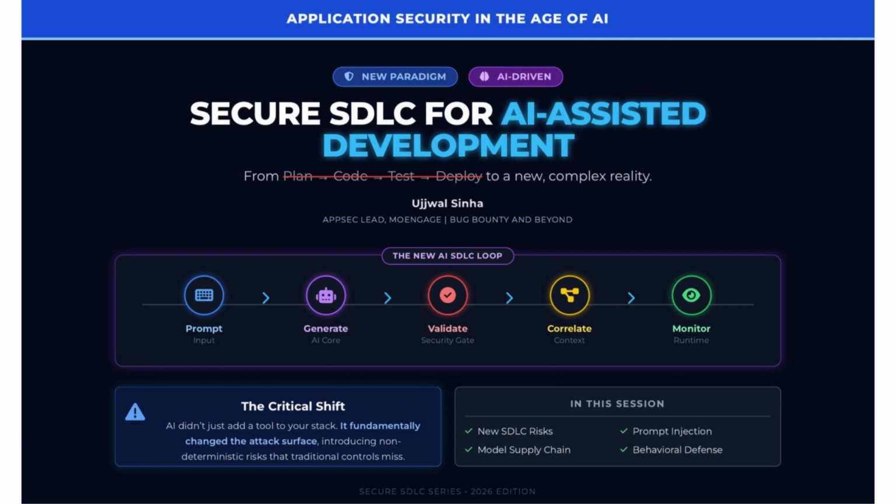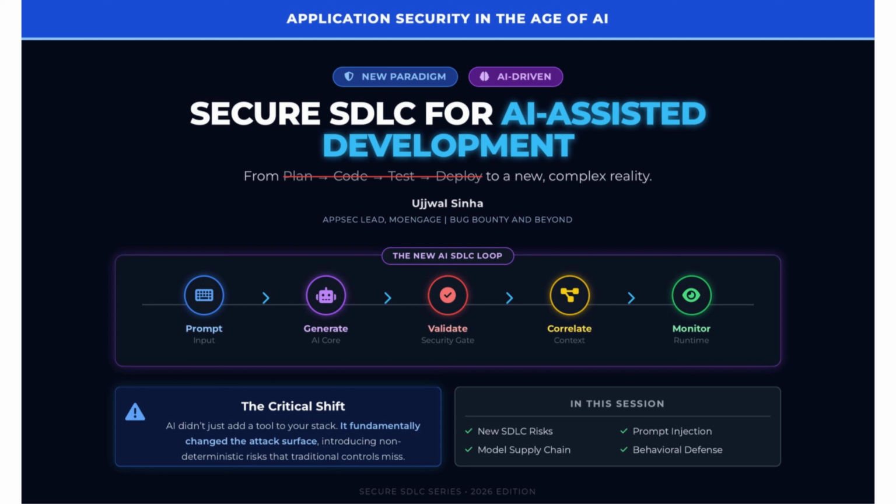Today we are exploring application security in the age of AI. Not long ago, software development followed a predictable rhythm: plan, code, test, deploy. But AI has upended that cadence. It's not just another tool in the toolbox, it's reshaping the entire attack surface. This new paradigm is AI-driven and fundamentally different. Traditional controls often miss the non-deterministic behavior AI introduces, so we must rethink how we build, secure, and trust our applications. Welcome everyone, let's dive into the critical shift taking place.